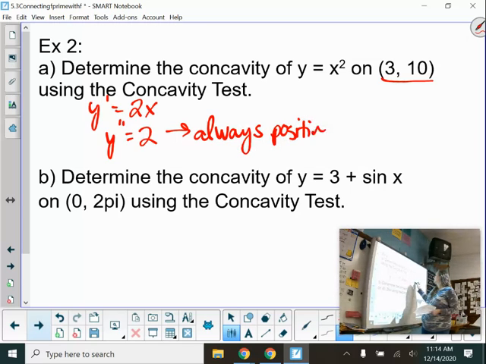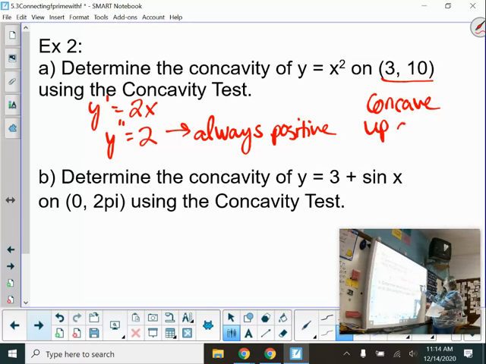Well, if your second derivative is a constant, that means that your concavity is always going to be the same value. And in this case, since 2 is positive, it's always going to be positive, which means that this graph is concave up on 3 to 10. If it's concave up everywhere, then obviously from 3 to 10, it has to be concave up.